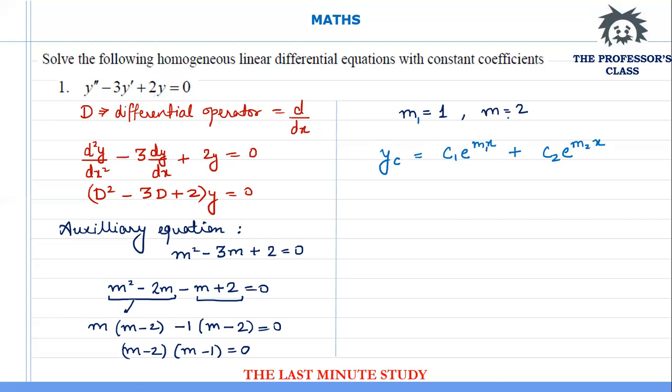Now, in this case, you can see that m1 and m2 are not equal. So we have this kind of equation. And if I substitute the values over here, I'll get c1 e raised to the power 1x, that is e to the x, plus c2 e raised to the power 2x, since the value of m2 is 2. So this is my answer. And as I told you, it will have some constants in the final equation.